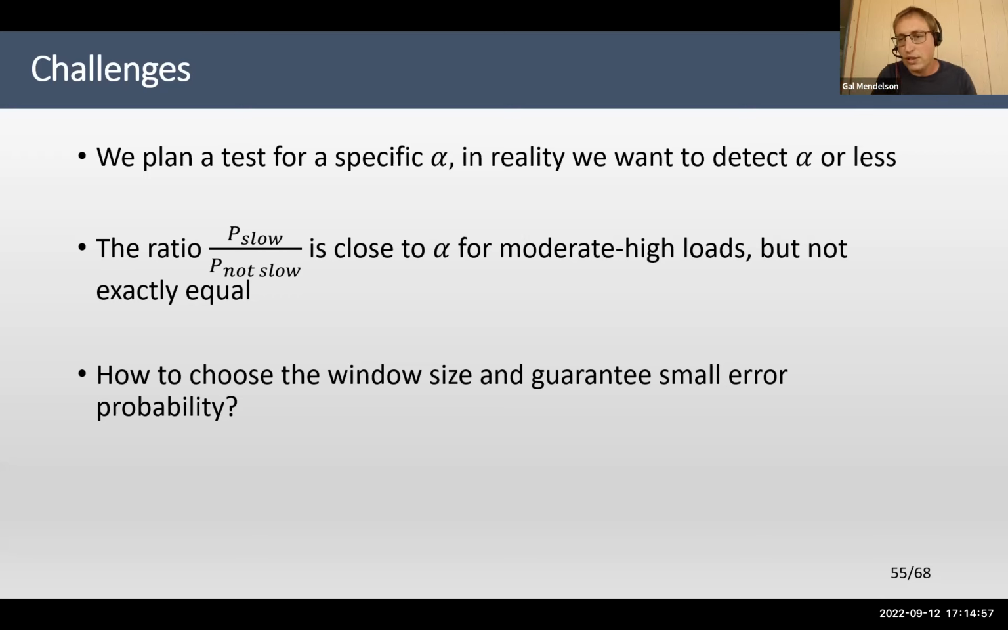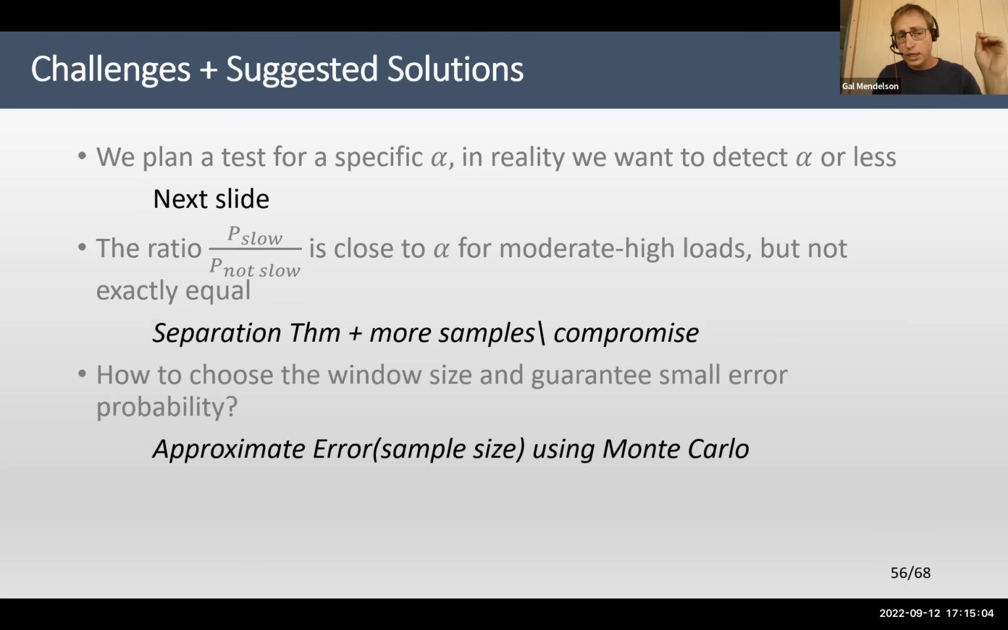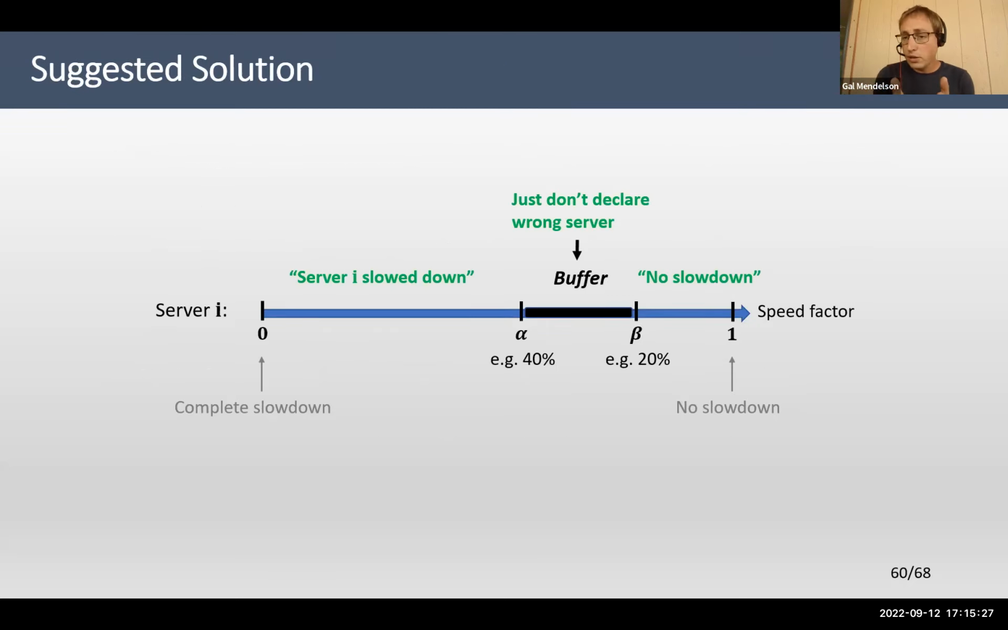And the third issue here is how do you choose the window size? How do you choose the number of samples and guarantee small error probabilities? Because I don't have a lot of time, for the last two items, I have the answers that we advocate for, at least in this setting here, and we can certainly discuss this afterwards. I'll be very happy to. But I want to focus on the first one, which is how do we plan for a continuum of possible slowdowns and not just a specific one? So here's how we suggest to do this.